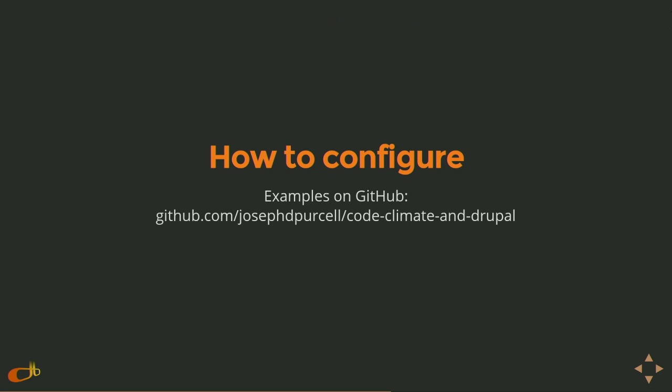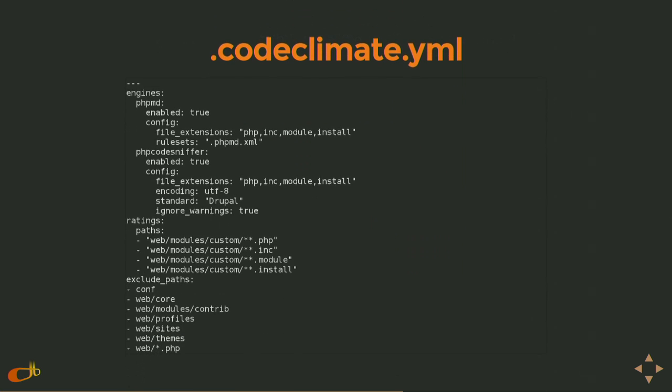Quick notes on how to configure CodeClimate. Take a look at github.com/josephd.purcell/CodeClimate in Drupal. We'll look at the example real quick. Basically, you specify what engines you want. In this case, we're using PHP Mess Detector and PHP Code Sniffer, and then there's a rating section. CodeClimate has what's called the GPA. The GPA is essentially a weighted value of how many errors you have per line of code. And then the exclude paths. You probably want to exclude config. This is an example of a Drupal project, so you want to exclude Drupal core so that you can focus just on your own custom code.